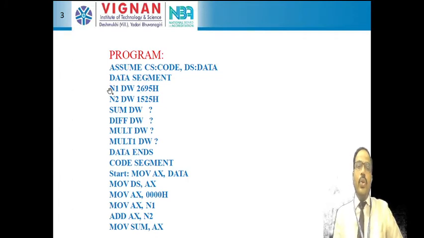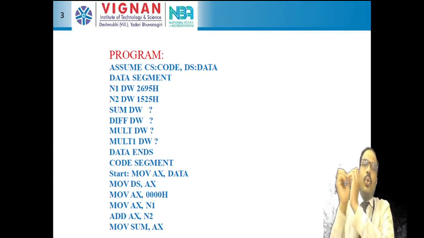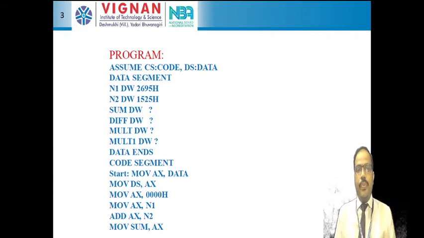Here we are going to use two numbers. So N1 space DW, the first number I am assuming is 2695H. H indicates hexadecimal. The first number to be added is 2695. I am assigning that as num1; you can write num1, or here I am writing n1, that is your wish. So n1 space dw. What is dw? It is also a directive. dw is nothing but define word. Here we are going to use a 16-bit number, that's why in the data segment we have to allocate a word location. Word means 2 bytes or a 16-bit number.